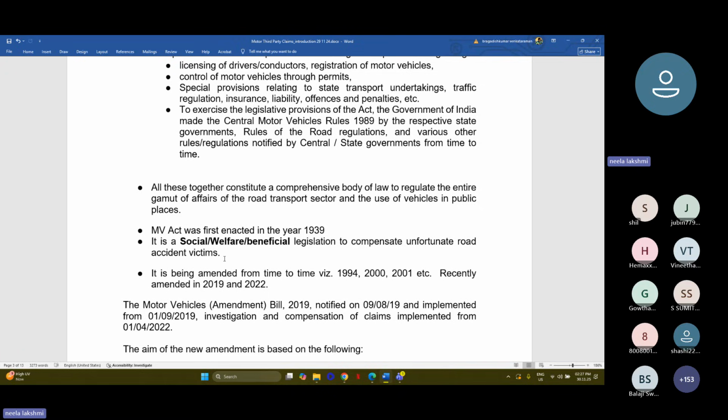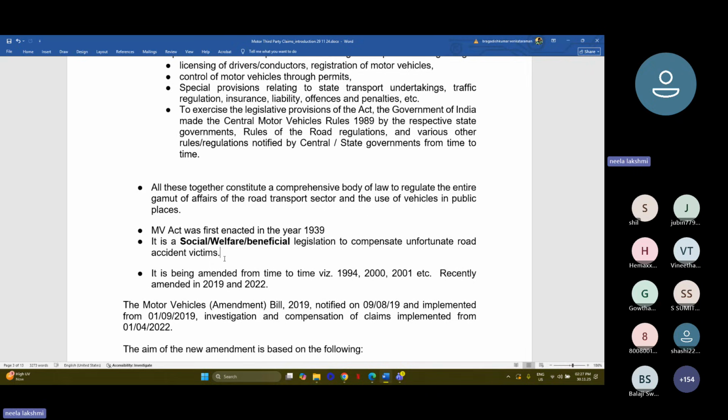Because it is not a strict compensation as with our other clients, where based on the policy condition, based on the sum insured, based on the bills and invoices, we settle the claims. It is not like that here, because non-pecuniary damages are also awarded here. The courts also take a compassionate view towards road accident victims, so that they should not suffer at any point of time.